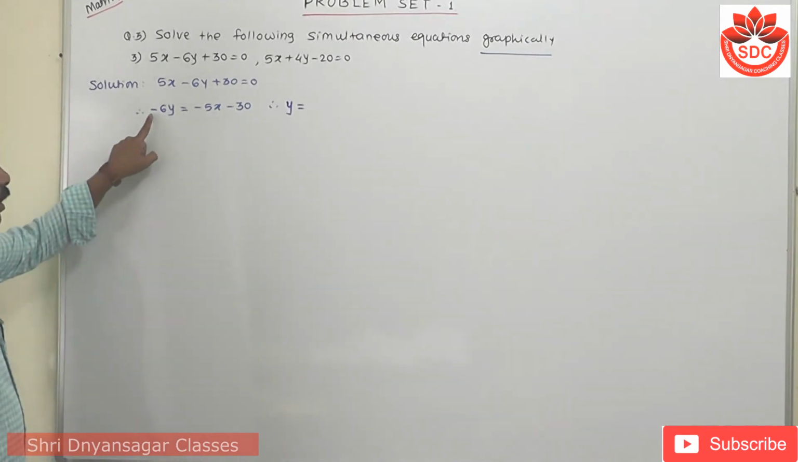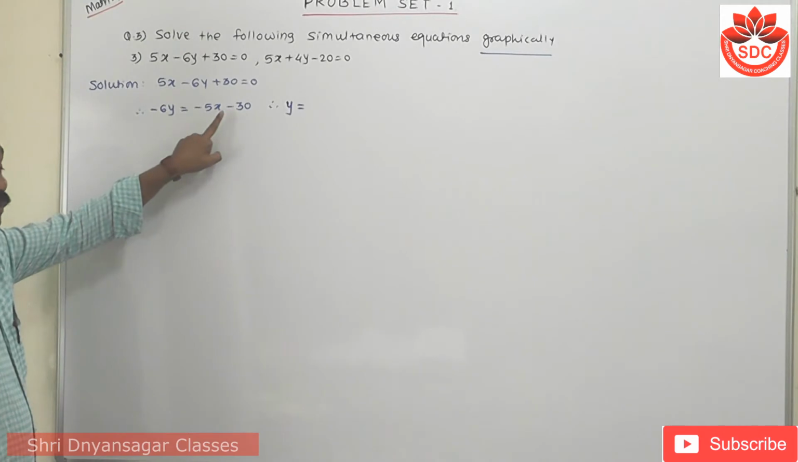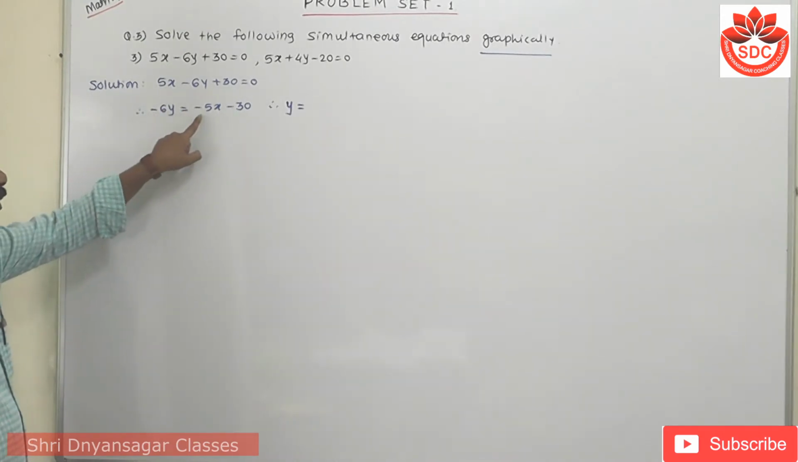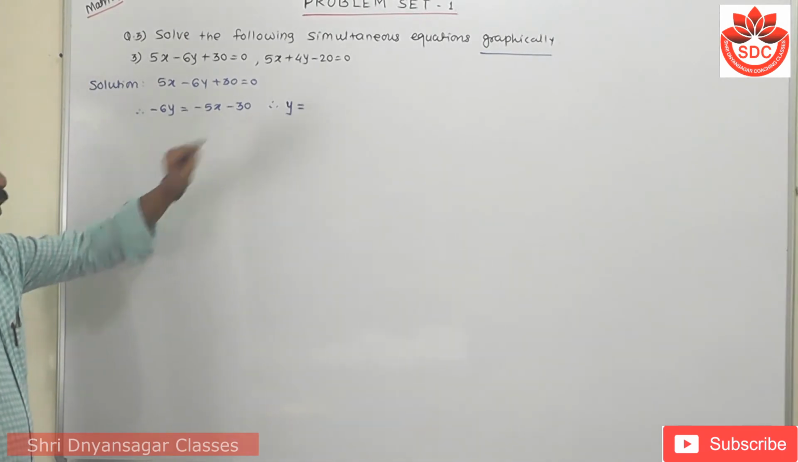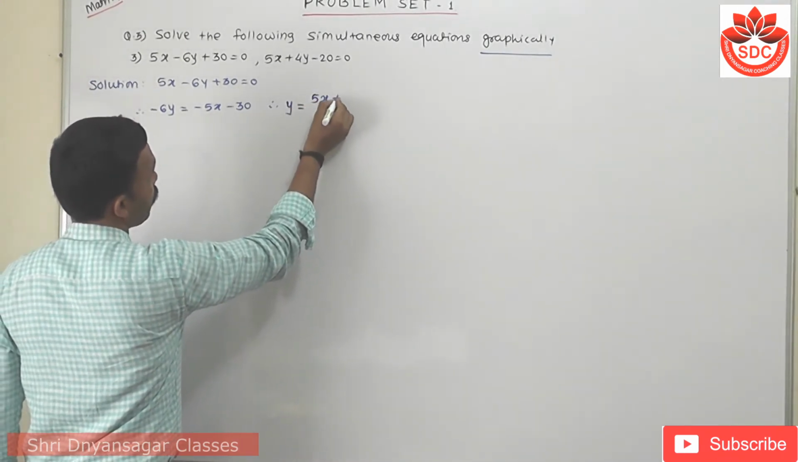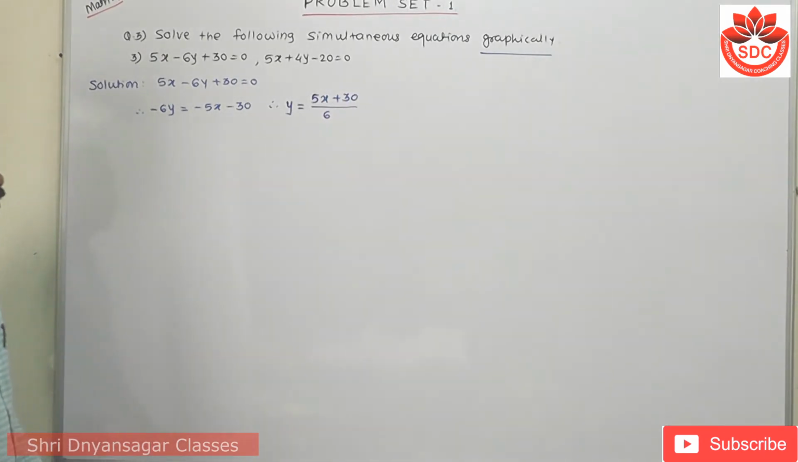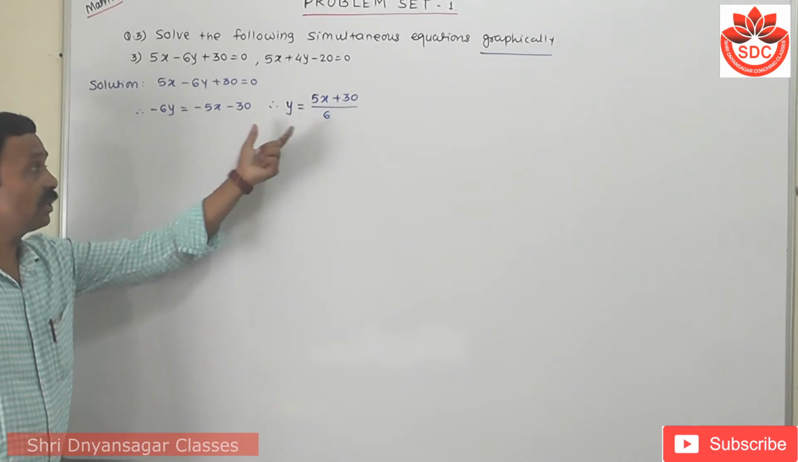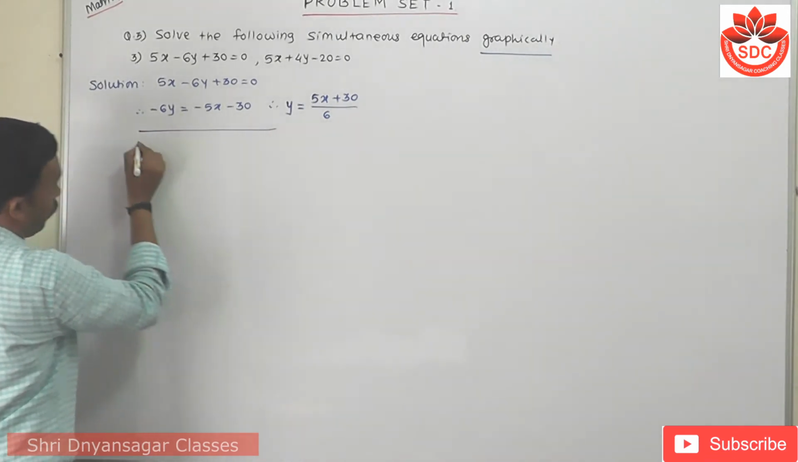Now here, the signs are first converted to plus, because we have to change all signs here, meaning plus 6y equals plus 5x plus 30. Then transpose this 6 to the other side. So I directly write y equals 5x plus 30 upon 6. This is our equation. We use this equation to solve the first table. Now this table.